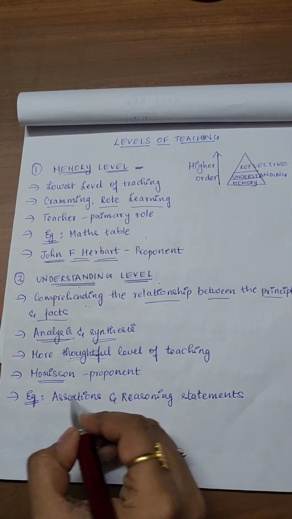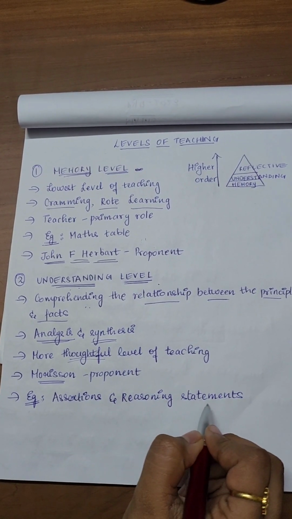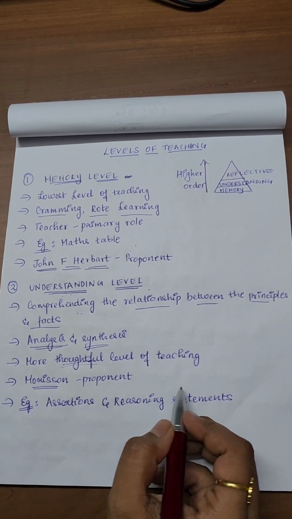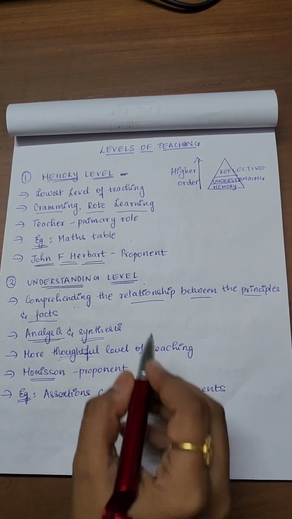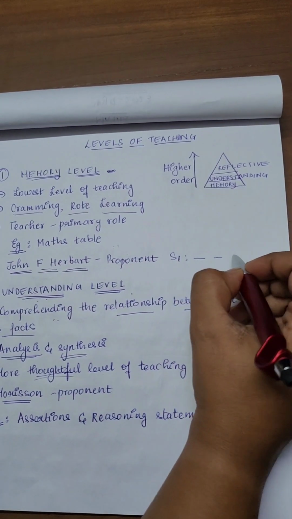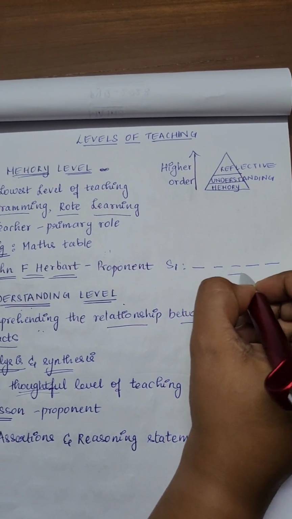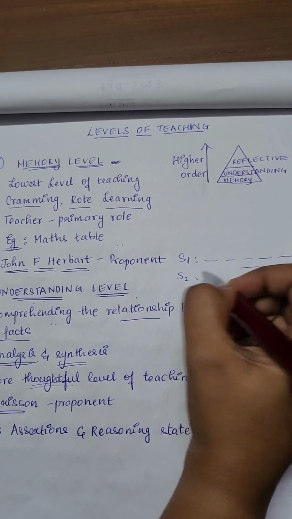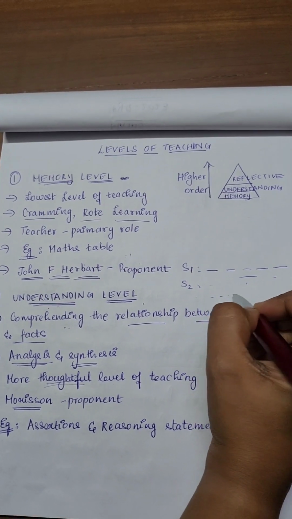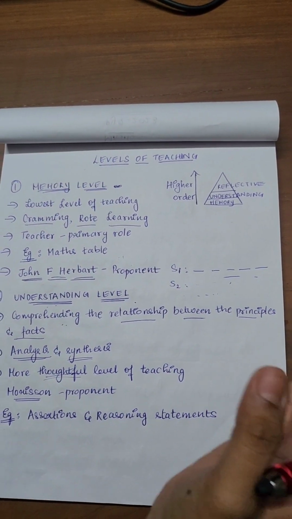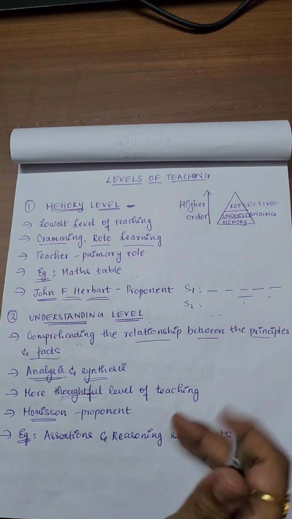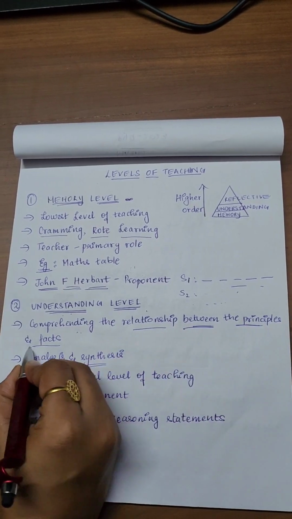For example, assertions and reasoning statements. Like, you study logical reasoning in your exam, right? In paper 1, what would be the assertion and reasoning? For example, statement 1 I will give you: today the clouds look very gloomy and the weather looks dark. Statement 2, usually when the weather is dark, you get rains. So the conclusion will be, since the weather is gloomy today, there is going to be rain. So that will fall under the example of understanding level, the relationship between the principles and the facts.